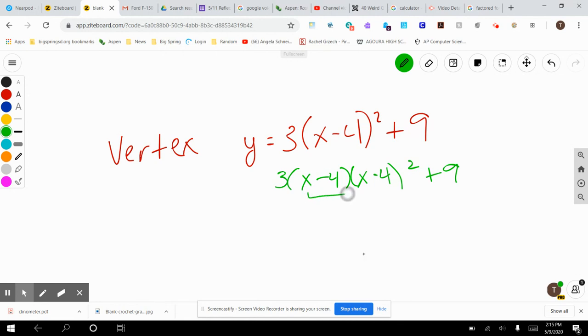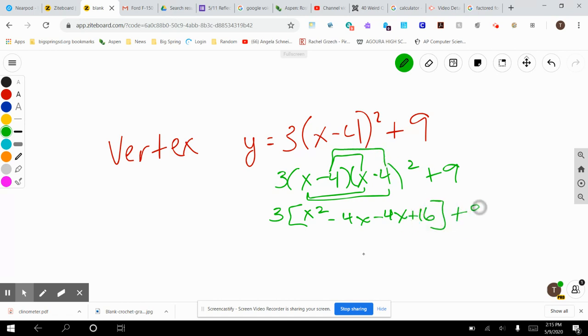Okay, so in this case, we have to FOIL. So first is x squared. Again, we still have this 3 out here. Outer is negative 4x. Inner is negative 4x. And then last is 16. So I'm multiplying those all together. Then at the end, we still have that plus 9. So if I simplify this, I combine like terms, and I get that.